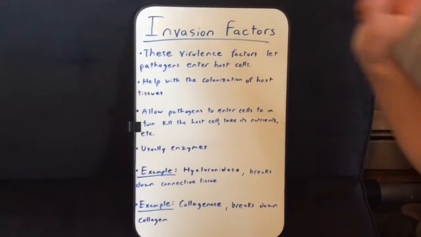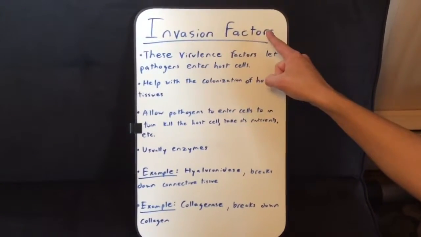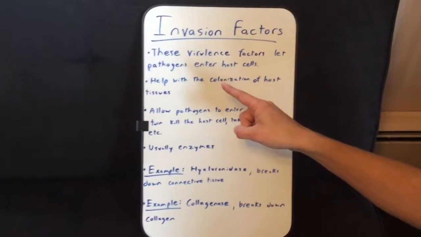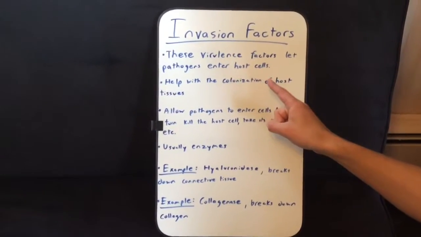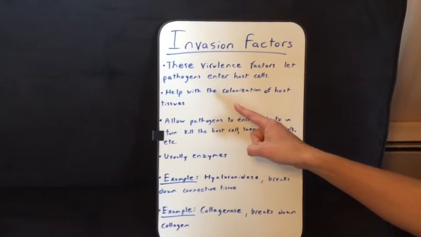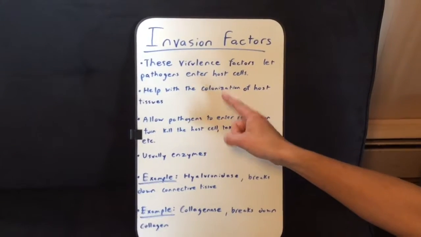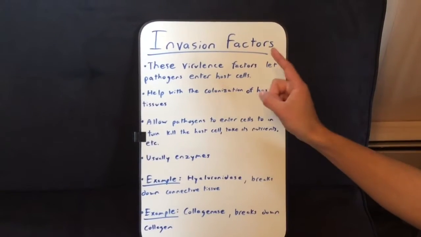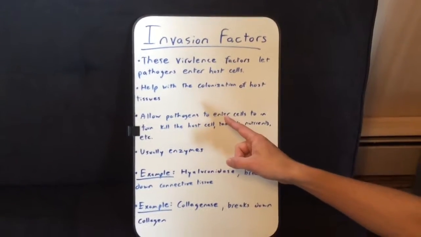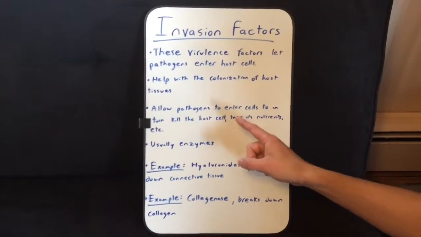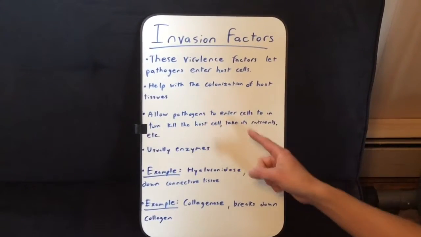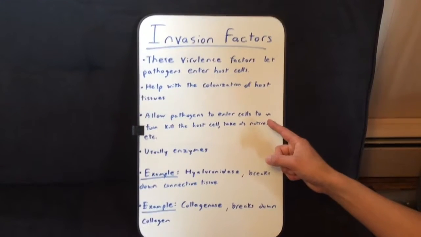Another type of virulence factors are invasion factors. These virulence factors let pathogens enter host cells. Like adhesion factors, invasion factors help with colonization of host tissues. Invasion factors allow pathogens to enter host cells to carry out a variety of processes like killing the host cell, taking its nutrients, among other things.